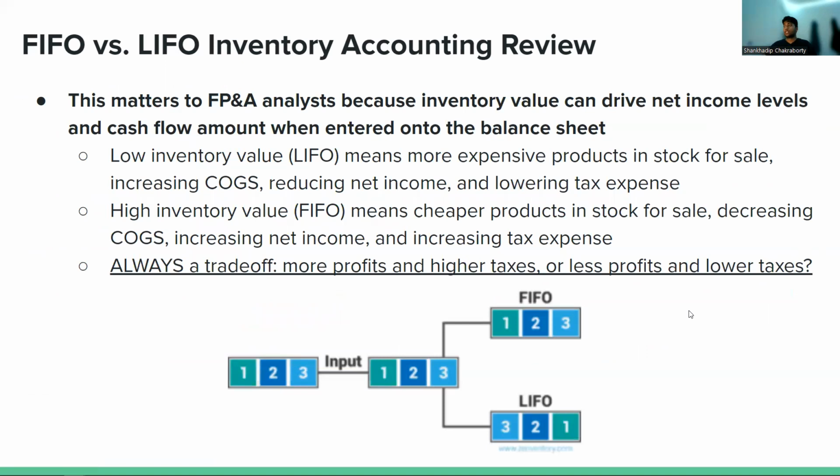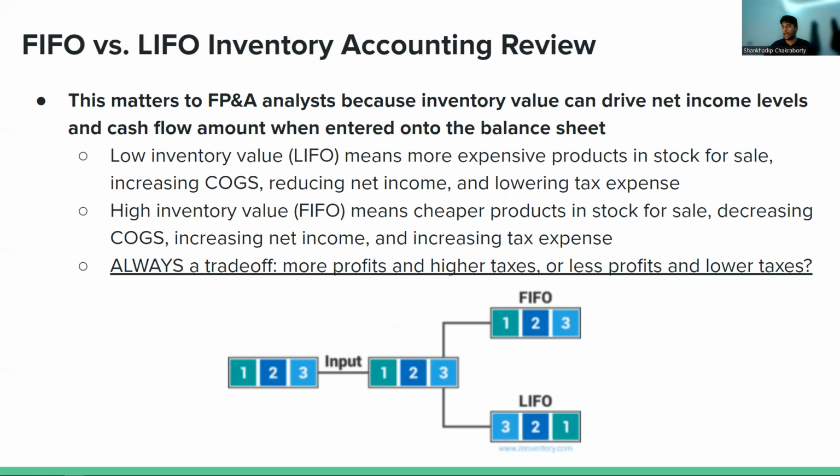Yeah, so this matters to FP&A. What is the connection between all these concepts that are mainly treasury and accounting related to financial planning and analysis? Well, we need to know input costs when it comes into forecasting. If input costs go up, our forecasts and valuations are going to go a little bit down, and vice versa. So this matters to FP&A analysts because inventory value can and does drive net income levels and cash flow amounts when entering the balance sheet.